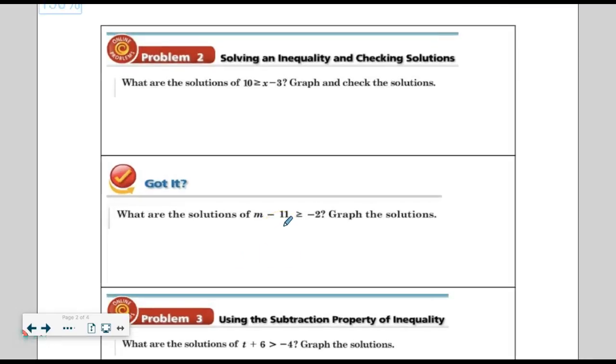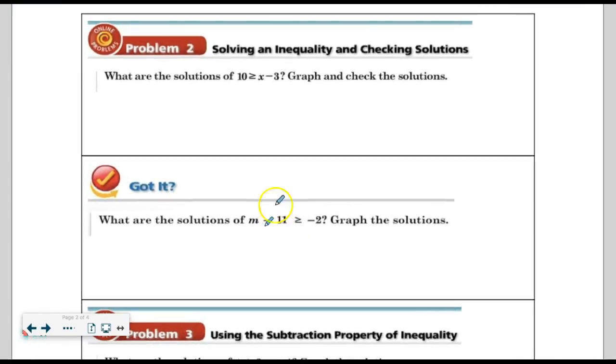Okay, so a couple of different things here. First, you're going to notice the equal bar. You're also going to notice that this first example is written backwards. So my personal recommendation, just based on the fact that you're going to have to graph this, would be to flip the whole thing around like you did yesterday. So I'm going to move the x minus 3 to the left-hand side.